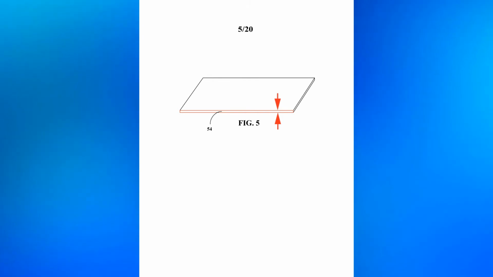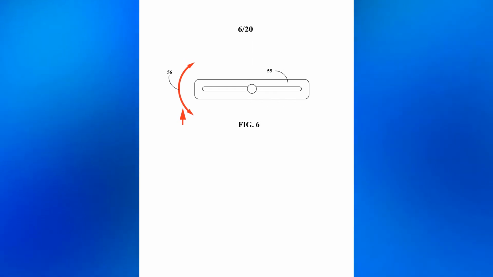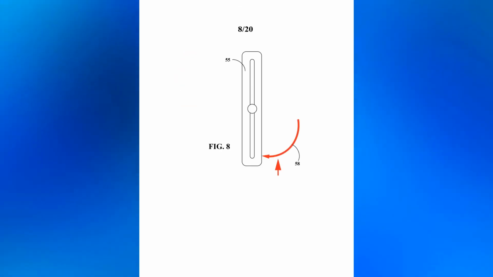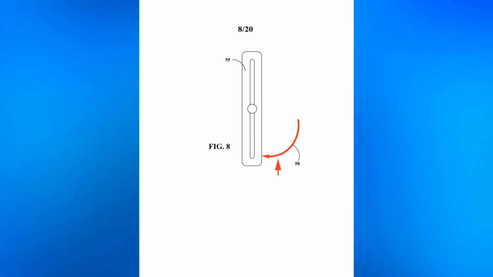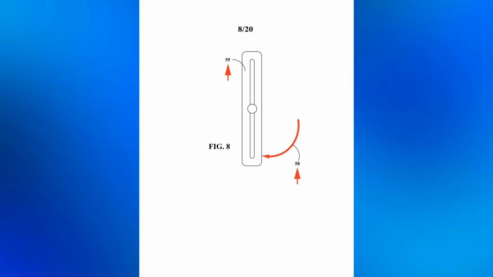For example, a phone screen protector's thickness is illustrated as thickness, reference number 54. I use a double-headed curved arrow to illustrate that a component can rotate or pivot in 2 opposite directions. I use a single-headed curved arrow to illustrate that a component can rotate or pivot in a given direction. For example, component reference number 55 can rotate or pivot in the direction of arrow reference number 58.